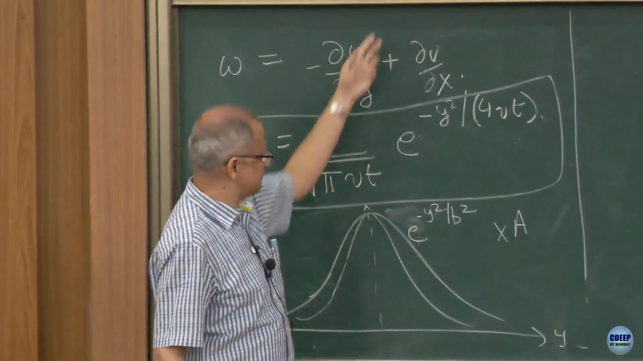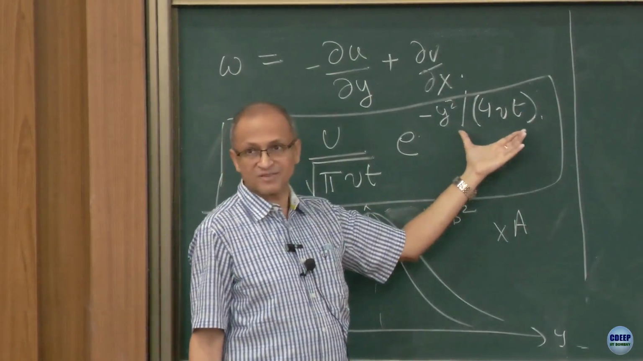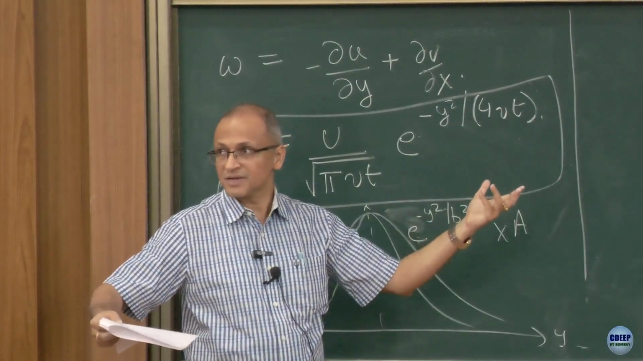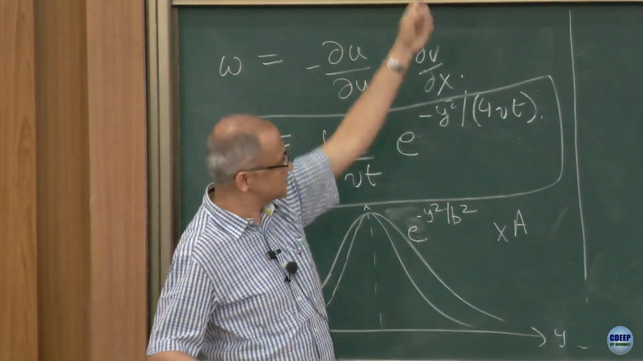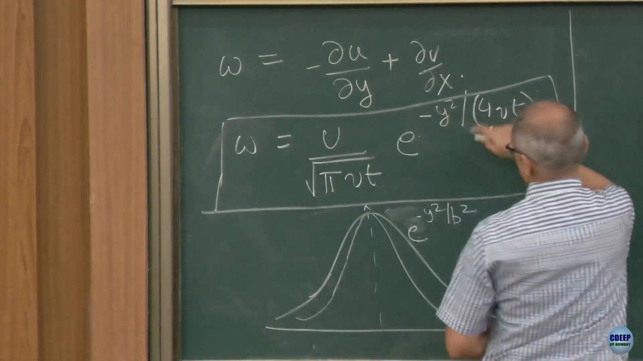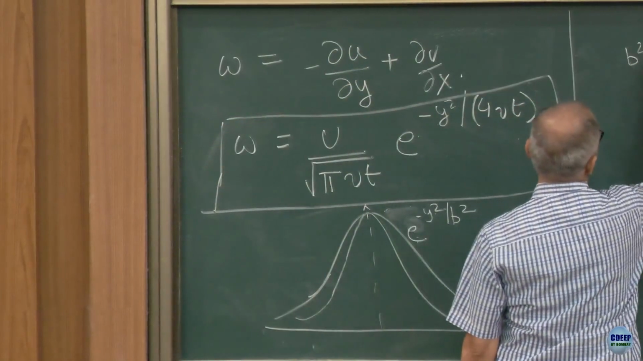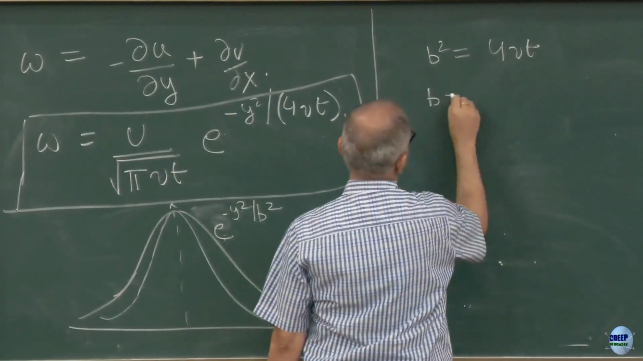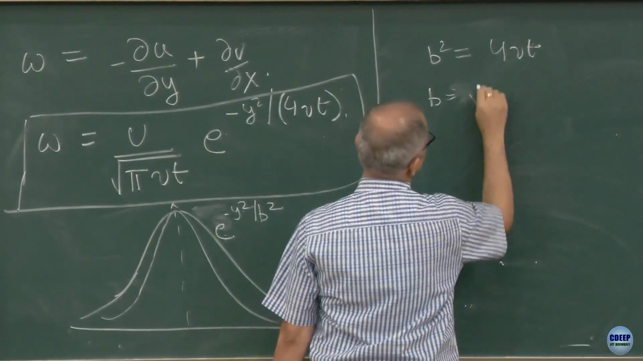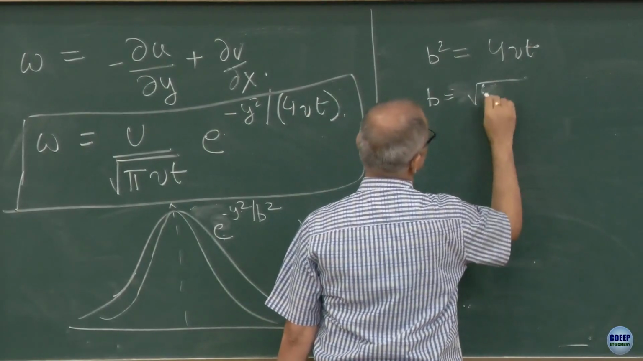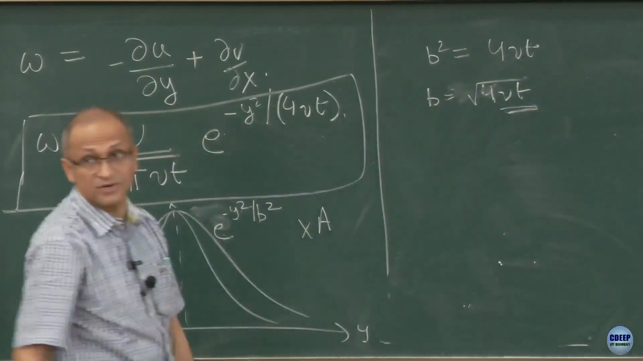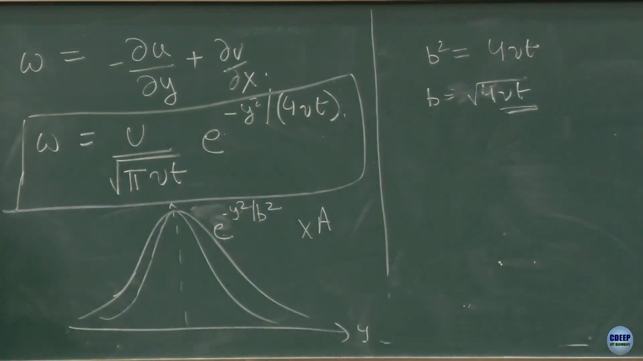With time, the width of the Gaussian has to increase. That is clear. It is diffusing fast. So my width here, if I just compare, my b square in this case is equal to 4 times nu t. So my width of the Gaussian is essentially equal to the square root of 4 nu t. Again, you can see that there is a square root of nu t behavior. So the width of the Gaussian is increasing as square root of t.